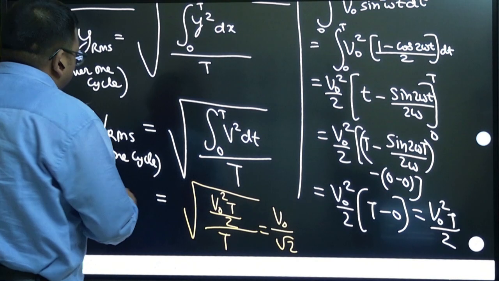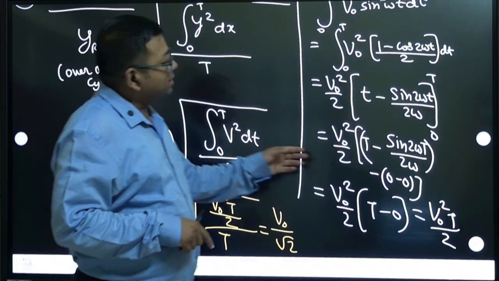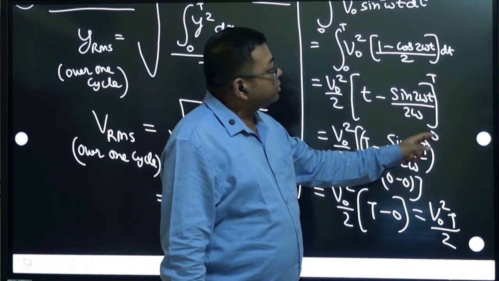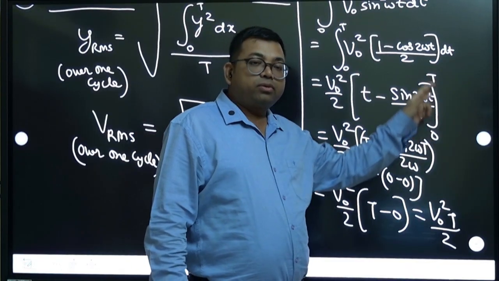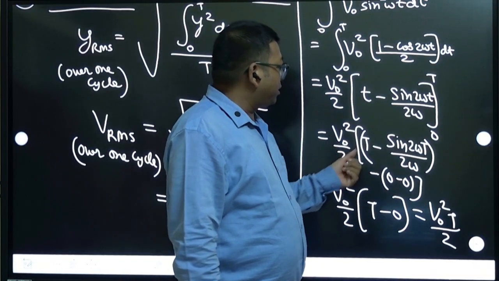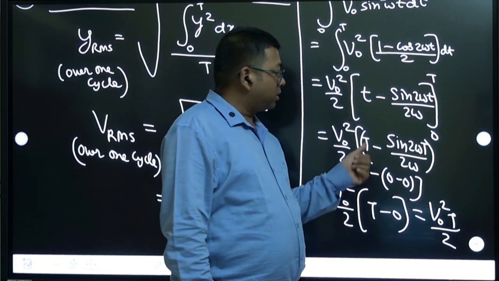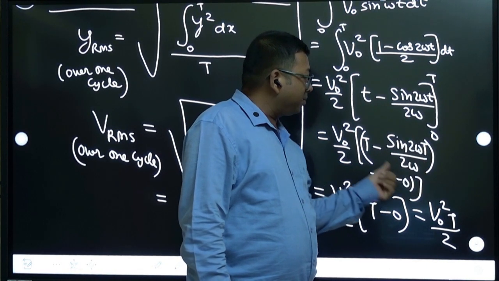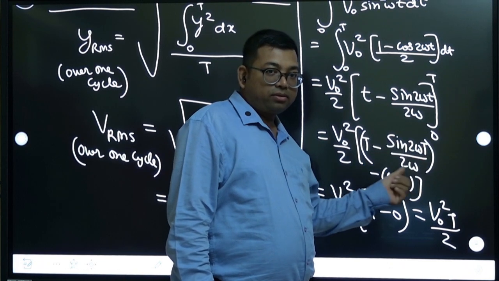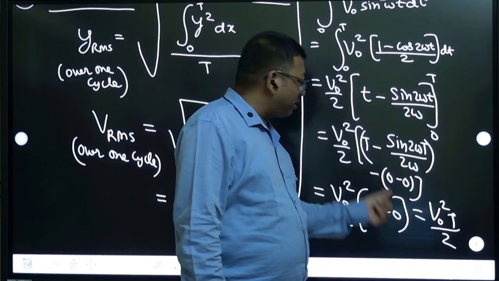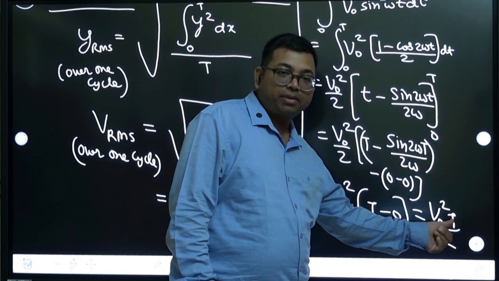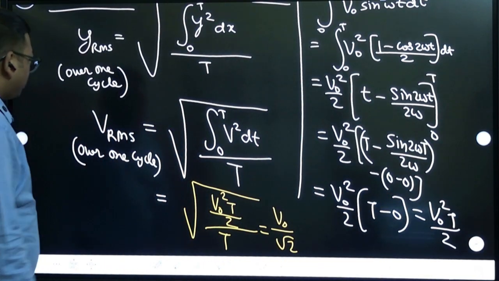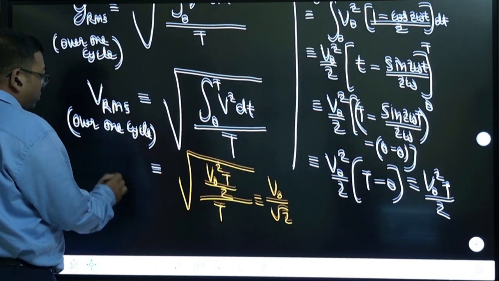Also note that if you do the RMS calculation over half cycle, you will take 0 to T by 2. When you take 0 to T by 2, what will you get? That also you think about it. Here you will get T by 2, and this term will again become 0. So over half cycle, the only change is that this factor T will become T by 2. Clear?